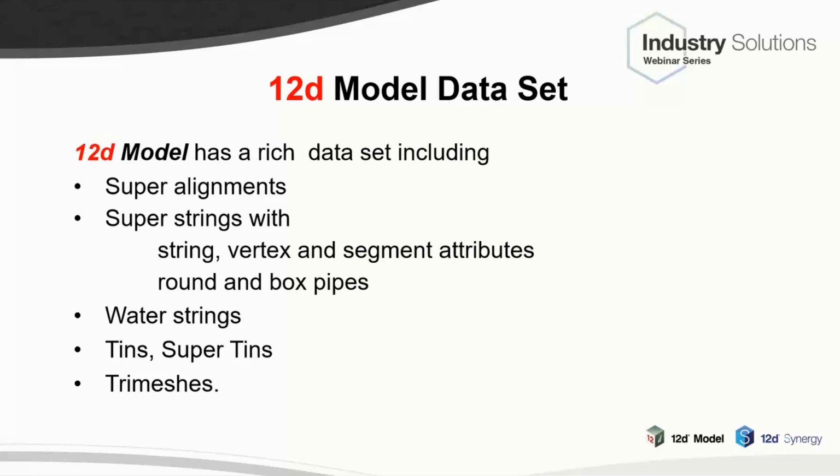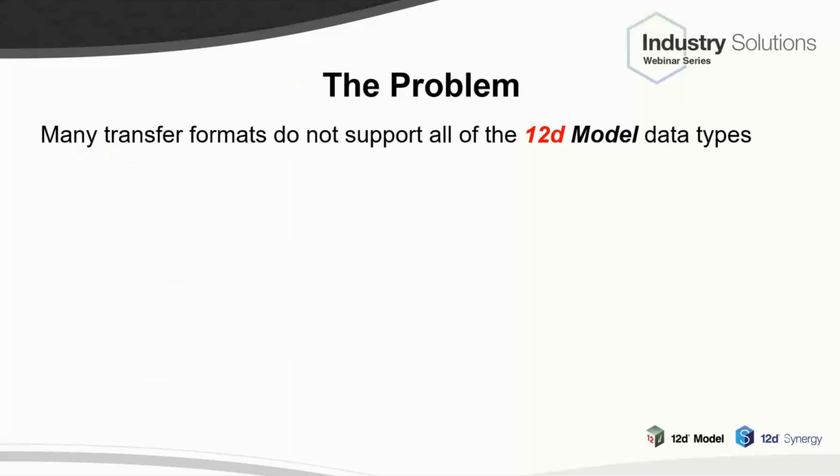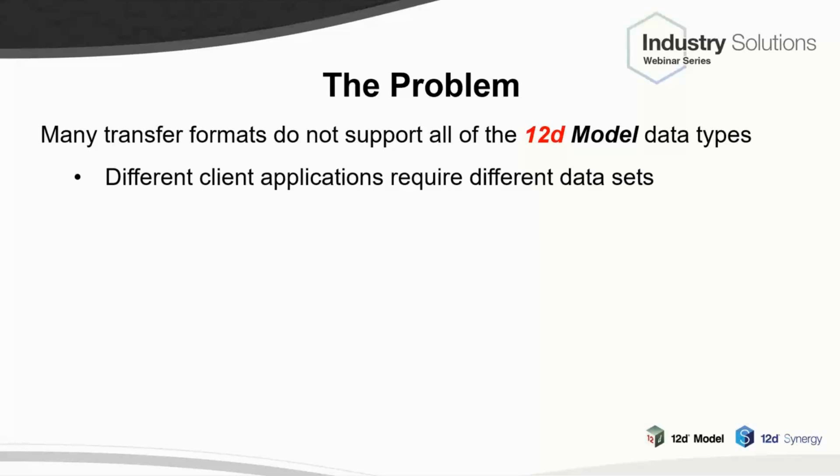So we have all this different data, which is very difficult to often give to other packages. So that is our big problem. Many transport formats which you go through to go to other packages do not support all of those 12D model data types. And even with a particular client, they have different applications they might be running, and they would potentially require different data for those different data sets.